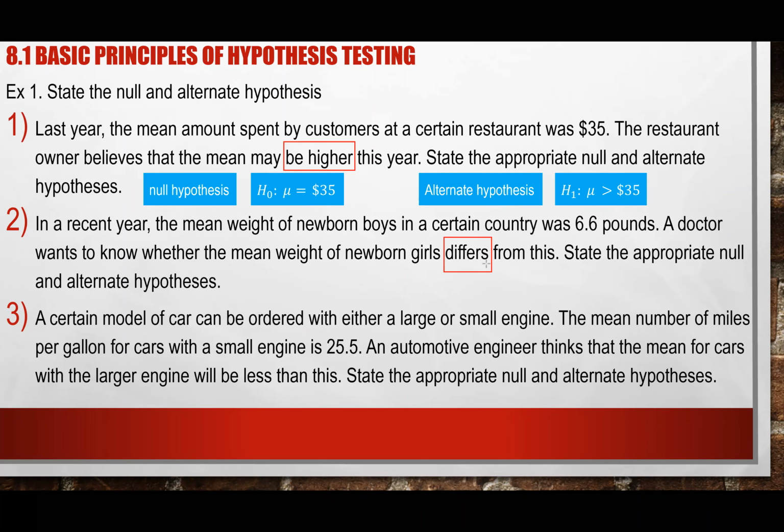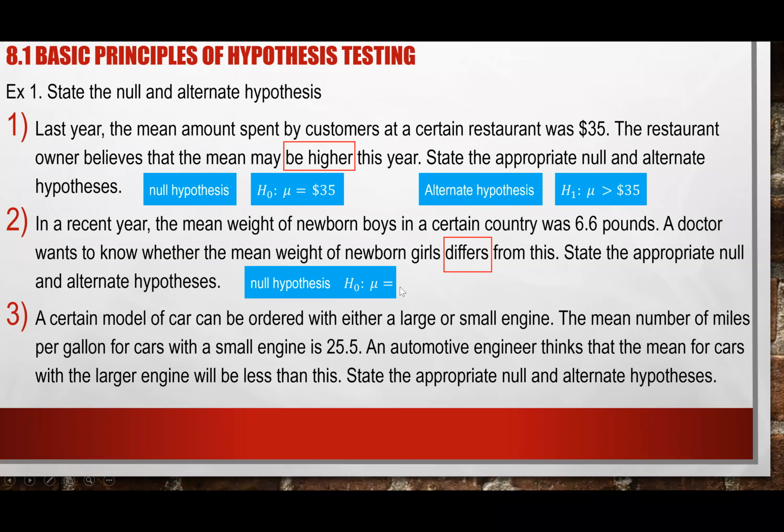Everybody see that? Let's go with the null, H sub 0, first. Do you agree that H sub 0 can only contain an equal sign? And if it only contains an equal sign, what does the mean equal? It equals whatever weight they give us. The sample of the newborn baby boy is 6.6 pounds, so mu is equal to 6.6. So what is the alternative hypothesis?